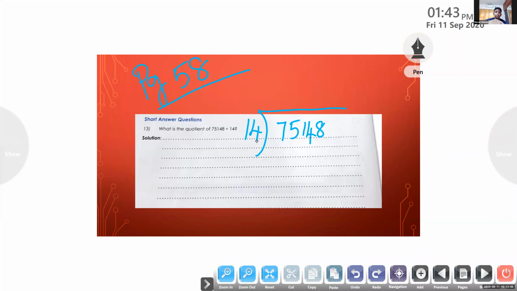Okay, so first what we will do? We will write the tables on the side. Yes. Okay, all the children, write the table of 14.